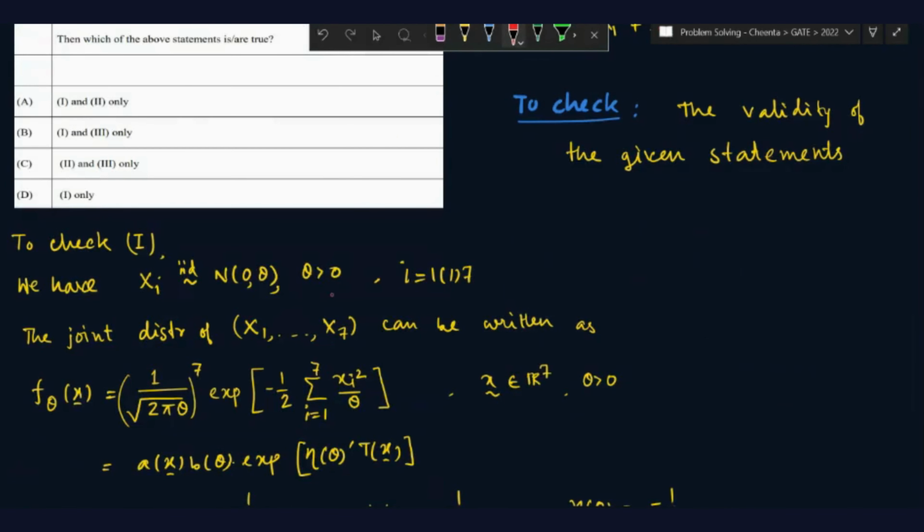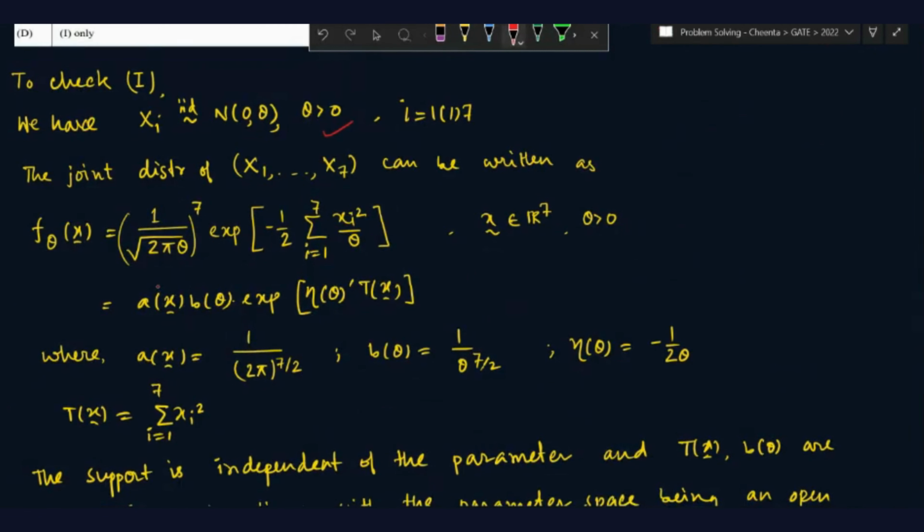So let us first check one, that is whether K and summation Xi square are independent or not. For this we have Xi follows IID normal 0, theta for theta greater than 0, and the joint distribution can be written as 1 by square root 2 pi theta whole to the power 7 into exponential of minus half summation i equal to 1 to 7 Xi square by theta. We can form it as A(x) into B(theta) into exponential of eta(theta) transpose T(x), where A(x) is 1 by 2 pi whole to the power 7 by 2, B(theta) is 1 by theta to the power 7 by 2, eta(theta) is minus 1 by 2 theta, and T(x) is summation Xi square, i equal to 1 to 7.